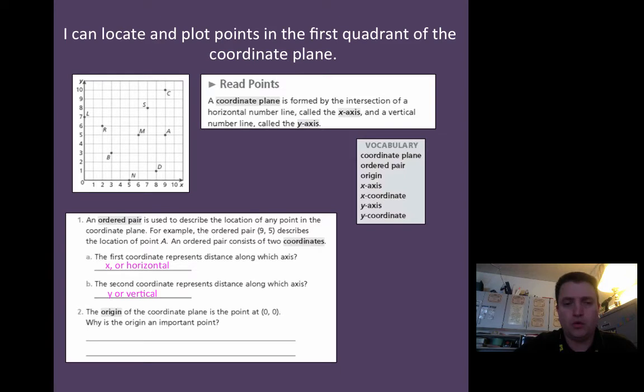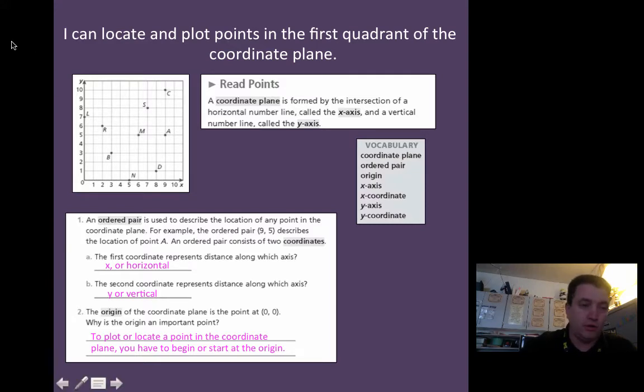Why is the origin an important point? Well, let's talk about that. Right here, 0, 0 is this corner right here. It's important because that's our starting point. Anytime we're going to use ordered pairs to figure out where to plot points, we've got to know where we're starting. So to plot or locate a point in the coordinate plane, you have to begin or start at the origin. Every time, that means you're going to start at 0, 0 before you start moving.